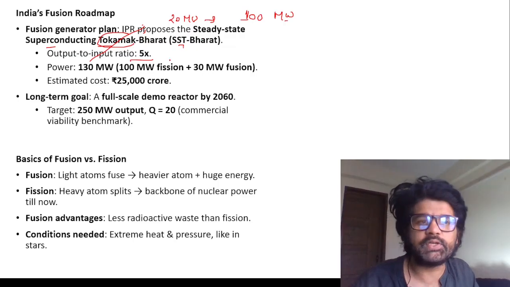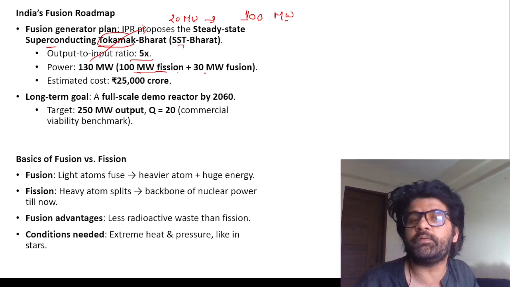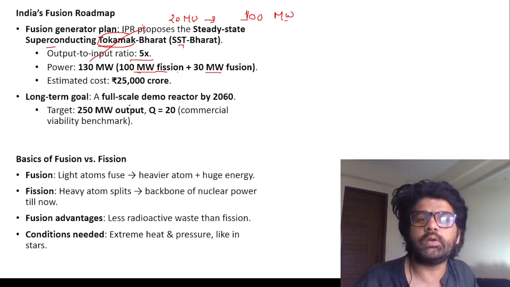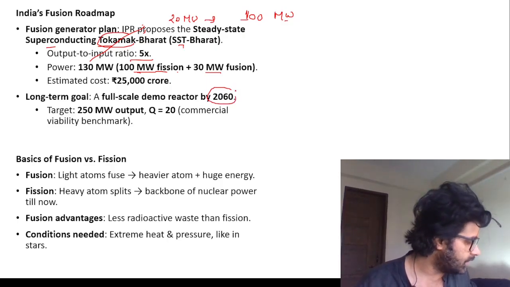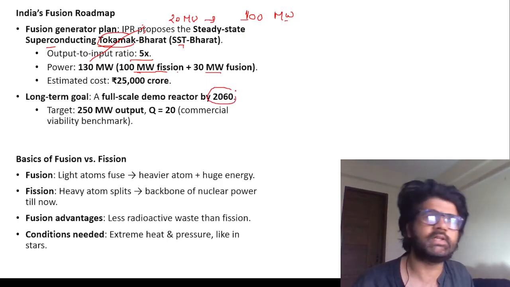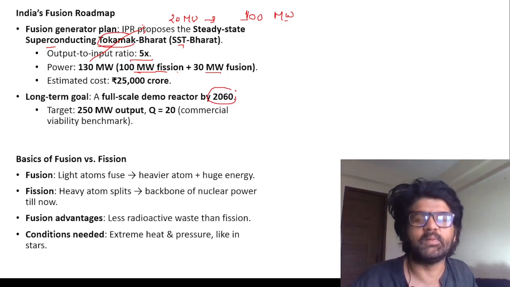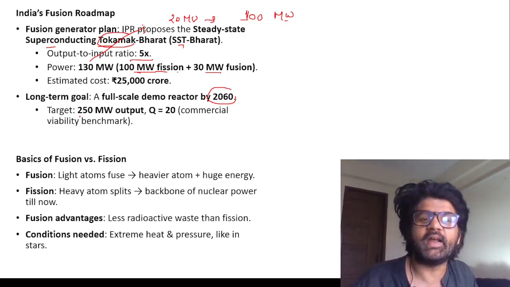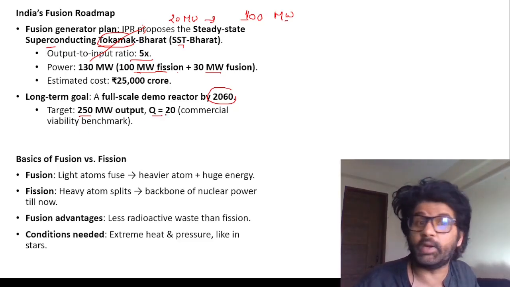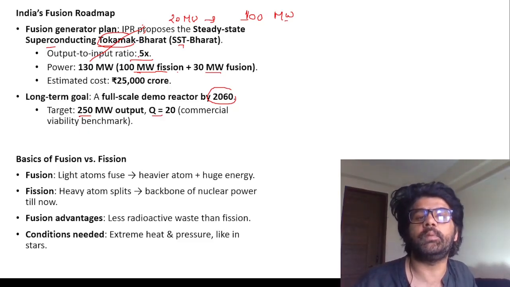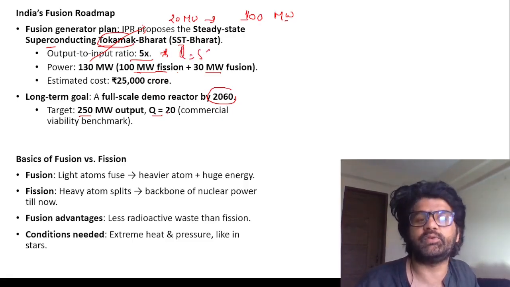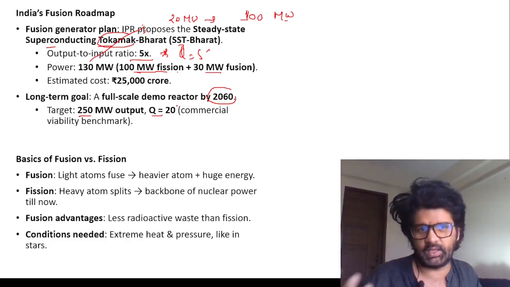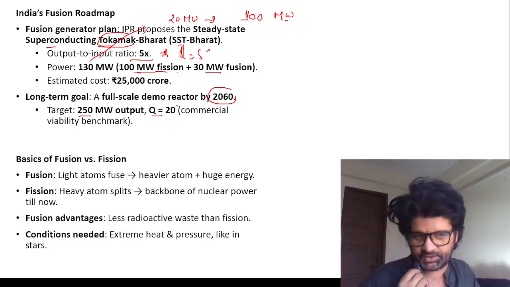Social science, SST. So SST Bharat. So this is hybrid. 100 megawatt fusion we will get, and 30 megawatt fusion, and we will get a demo reactor by 2060. So almost 13 years after we enter Amrit Kal, I mean Viksit Bharat rather, 2047. Target is 250 megawatt output, and Q20. Q20 means initially it will be Q5. Q5 is output to input ratio, and later on we will achieve the target of Q20, as is the aim to become a developed country by 2047.